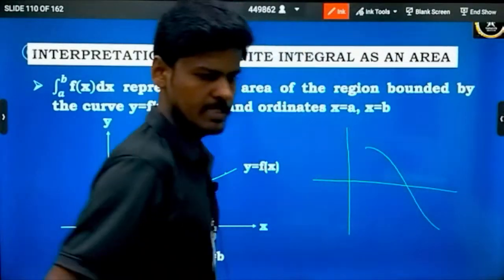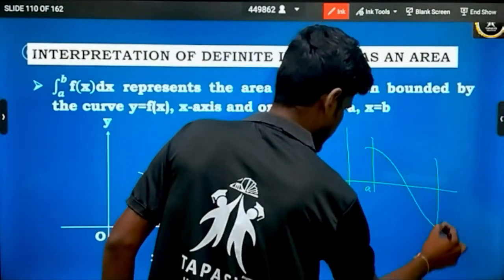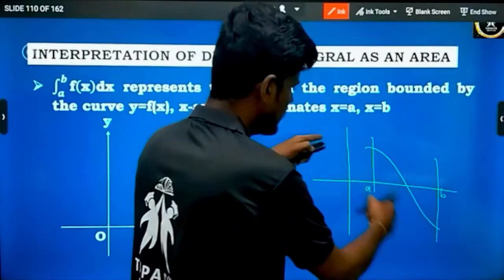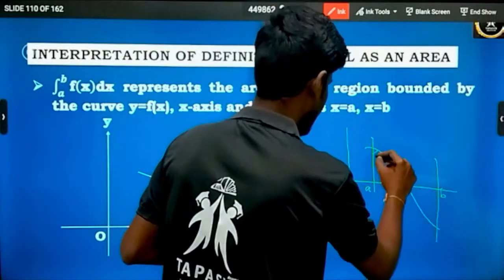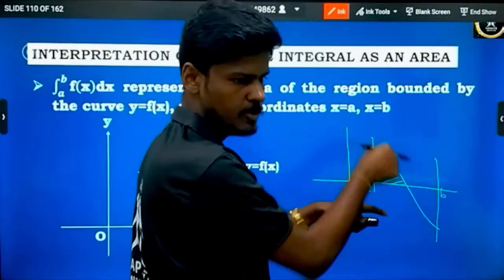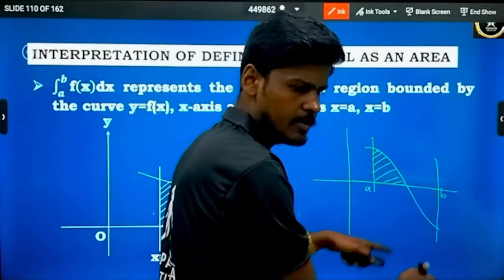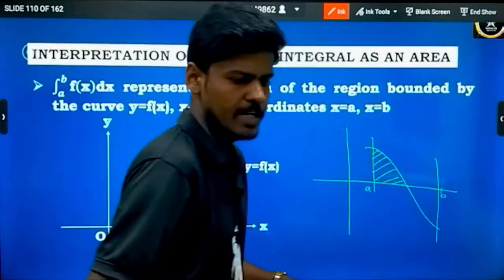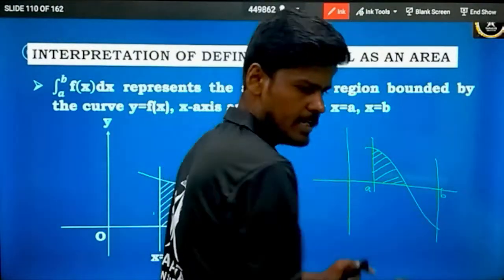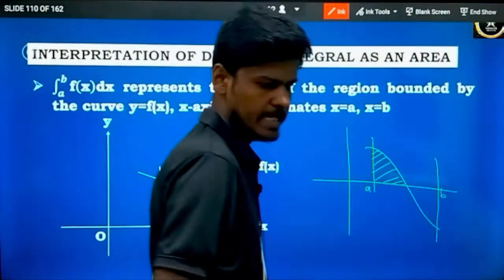Suppose we have a function like this, where this point will be A and this point will be B. Now when we integrate, this does not represent the total area. Net area means, here y values are positive, so we are adding all the positive y values, and here y values are negative. That means we are subtracting the y values. So in definite integration, net area represents this positive area minus this area.